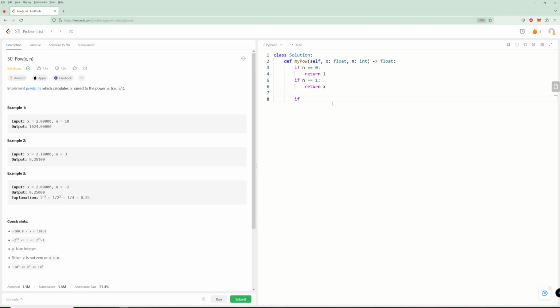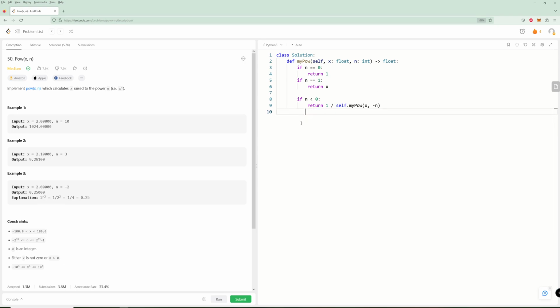Okay, now if n is less than 0, meaning n is negative, just return 1 over, and then we can just call this recursively, right? So this would be like self.myPow(x, -n). So if we have like 2 to the negative 3, let's just return 1 over 2 to the 3 essentially, because that's going to be equal.